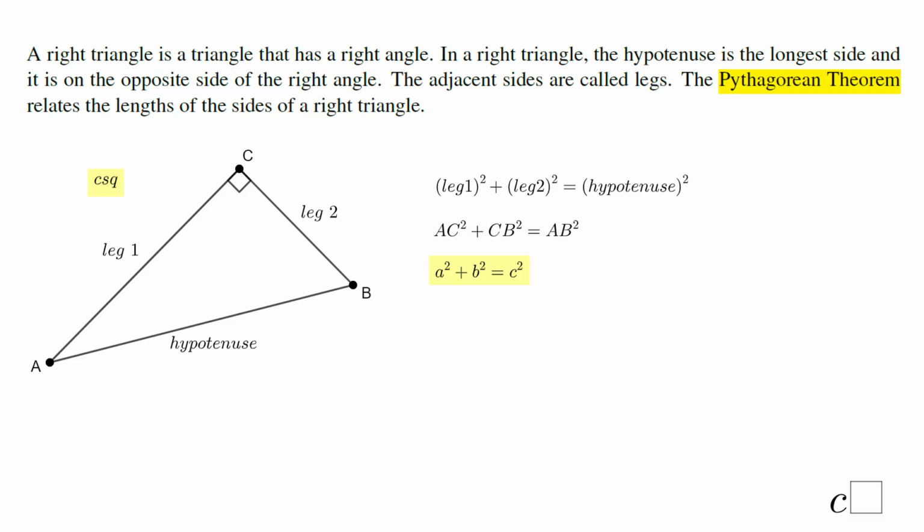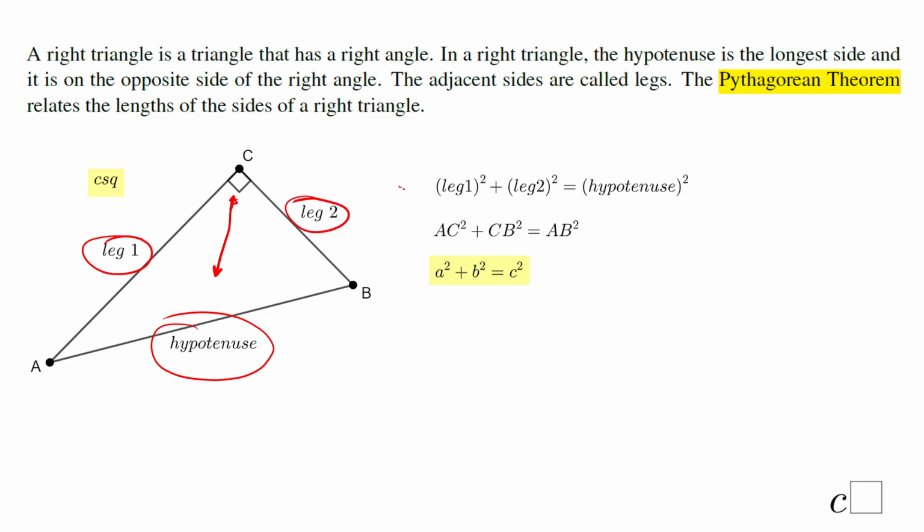Welcome or welcome back. In this lesson, we'll talk about the Pythagorean theorem that goes with a right triangle. A right triangle is a triangle that has a right angle, like the one you see here in the picture. In a right triangle, the hypotenuse is the longest side and is on the opposite side of the right angle. The other two sides, the adjacent sides, are called legs.